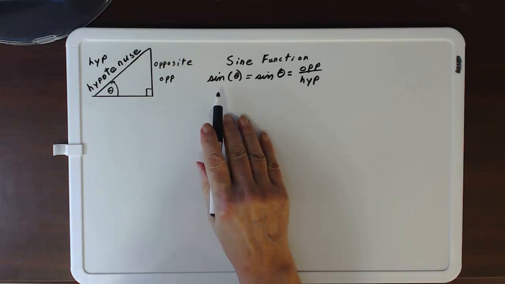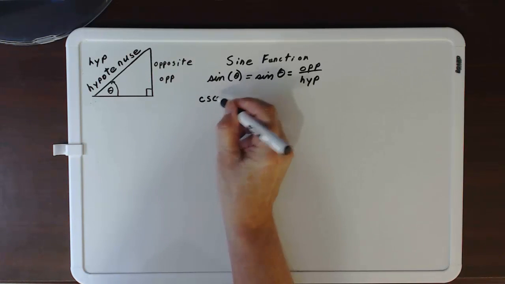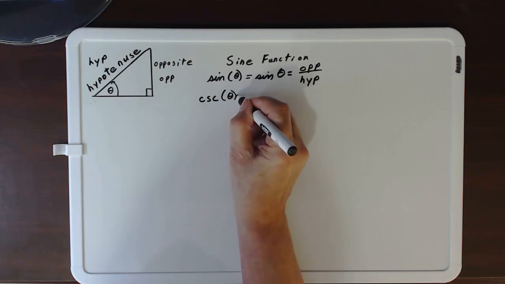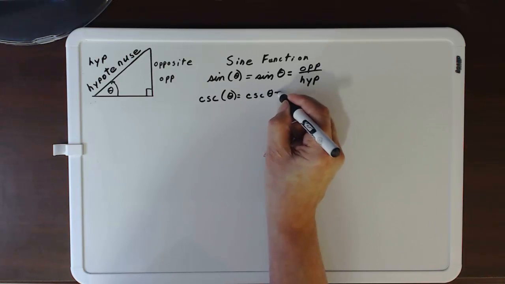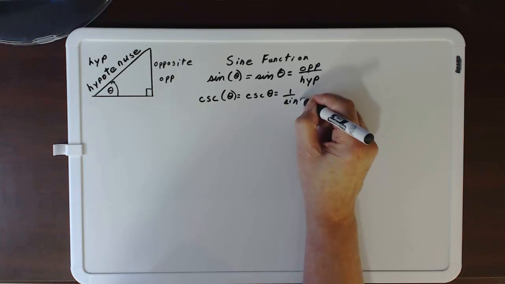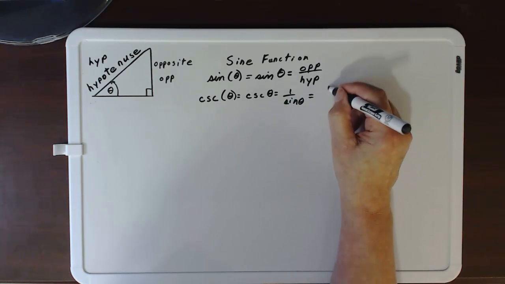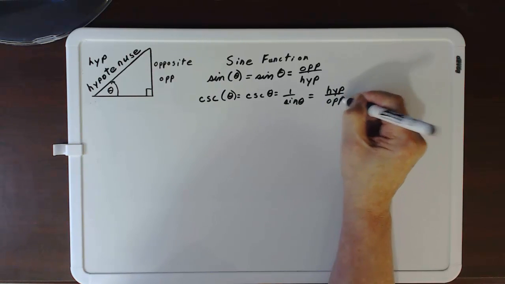Now the sine function has a partner. His partner is called the cosecant of theta, written as csc theta, and he equals 1 over the sine of theta. So this is the hypotenuse over the opposite side.